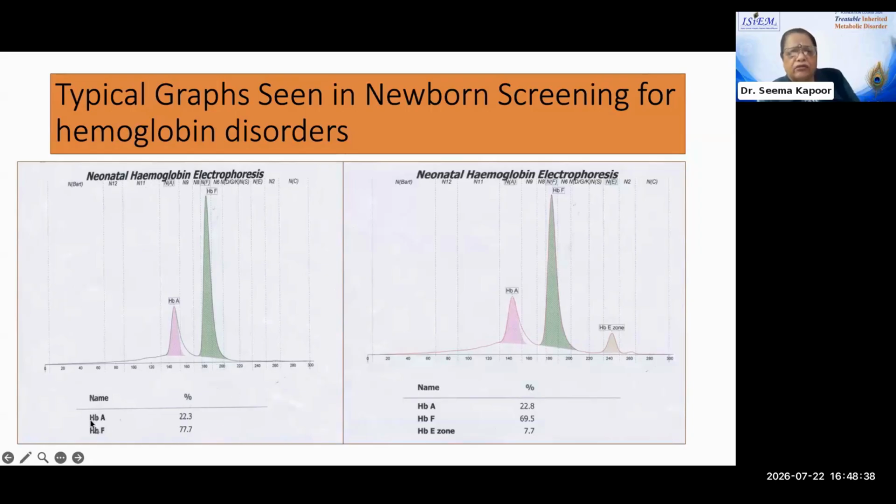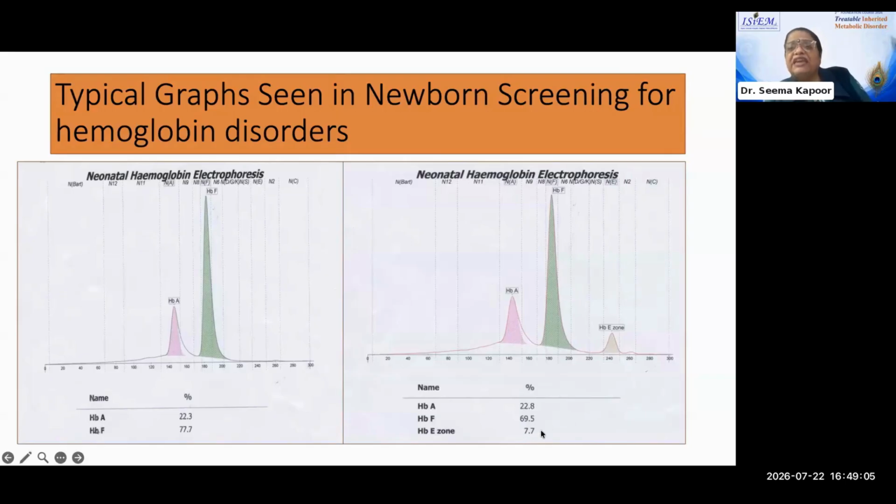And look at the lower one. This is a term baby. So you have HbA, which is 22.3%, and HbF, which is 77.3%. So this is perfectly normal. Correct? Look at this. You have HbA, which is 22.8, HbF, which is 69.5, and another peak at HbE, which is 7.7.